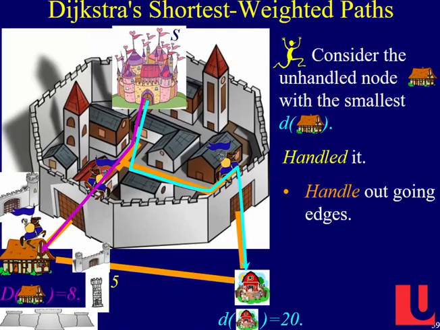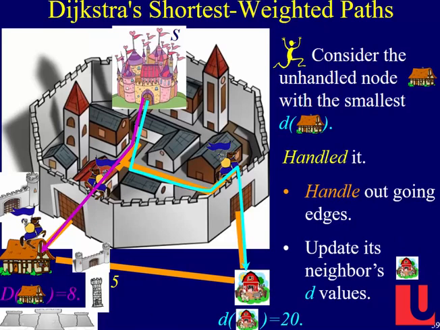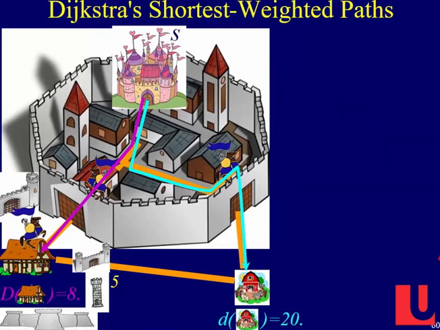That makes that guy guarded, that wall, right? This used to not be guarded. It used to be not handled, but we handle that. And what does it mean to handle it? It's we update the neighbor's d values, right?